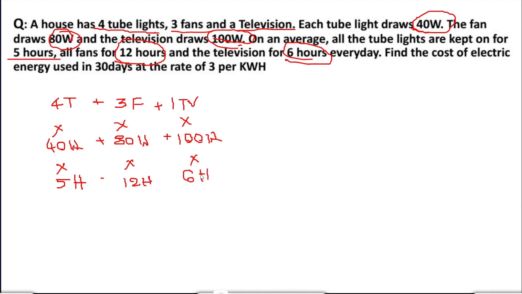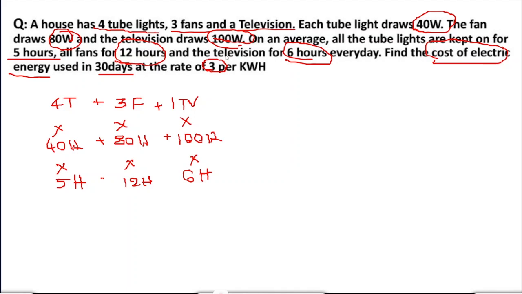So now what they're asking, find the cost of electric energy. Electric energy is nothing but power consumed for 30 days with these 3 devices. And for 1 kilowatt hour, that means for 1 unit, the rate is 3 rupees. Now how much amount of bill will we get? How much current have we used?